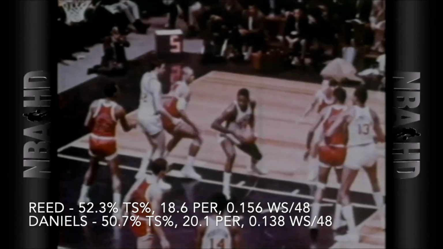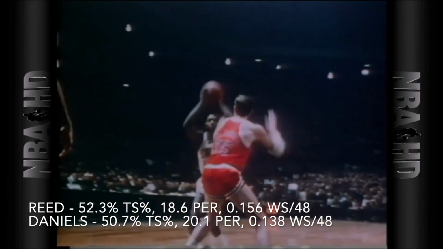In the efficiency category, it's also very close, as Reed holds the advantage in win shares per 48 and true shooting percentage, while Mel holds the advantage in PER, but neither holds a significant lead over the other in any of these categories. Neither man was particularly good shooters and mostly scored their points down low in the paint or low mid-range, so this category is also a tie.